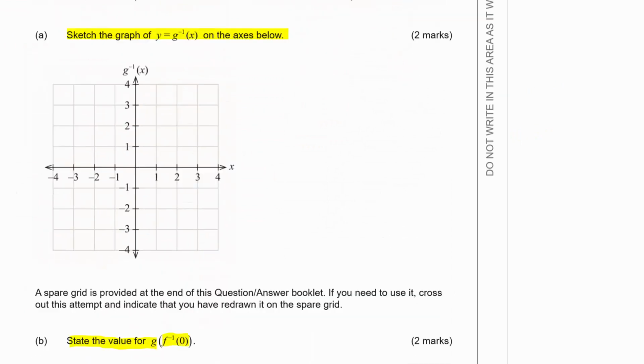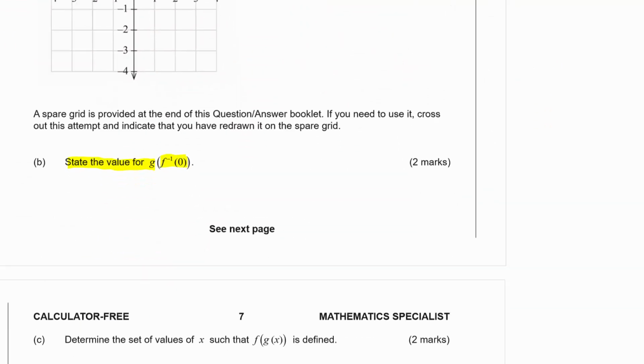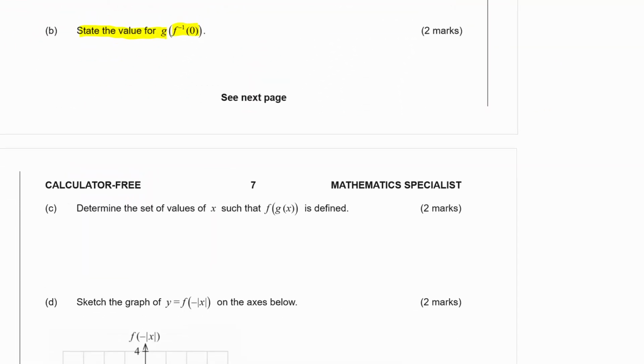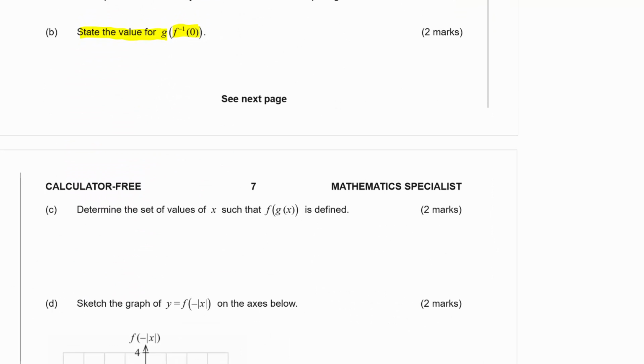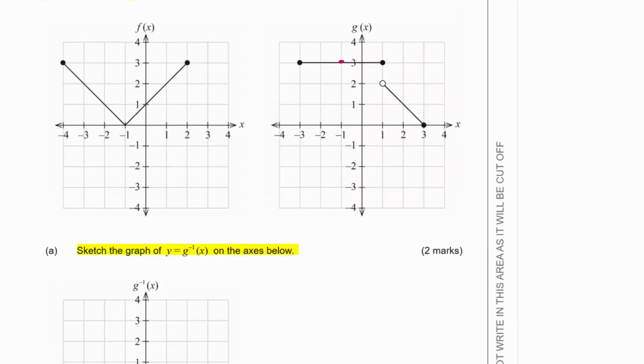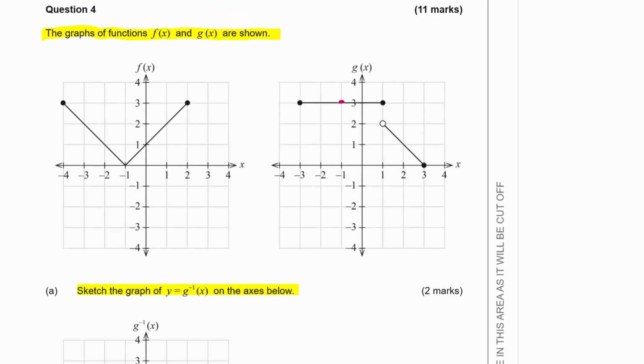Okay. So we now want to determine the set of values of x such that f of g of x is defined. So it's probably going to be some sort of problem here if we just use the whole thing. So we're doing g first, and then we're going to go ahead and do f.